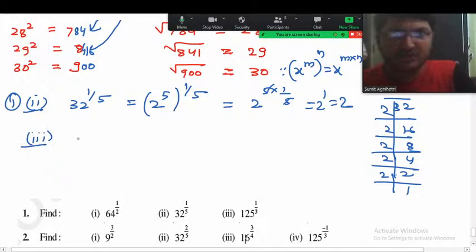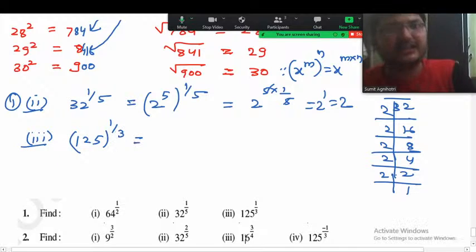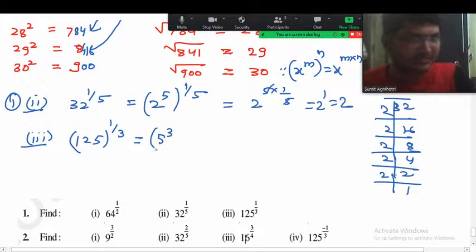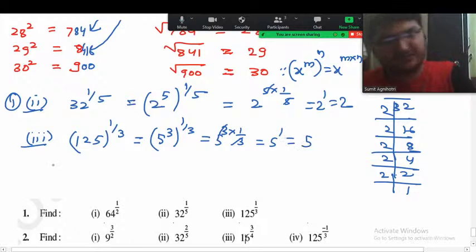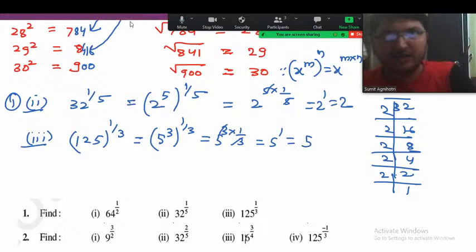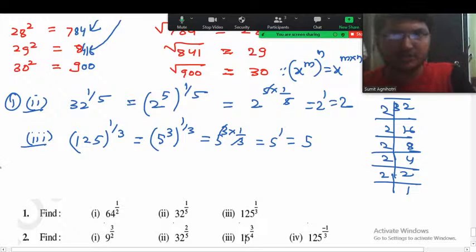The next thing is the third question. In the third question, 125 raised to the power 1 over 3 is there, and it also means cube root of 125. What can we do here? We can figure out that it is 5 raised to the power 3. I have just explained, that is why it can be written as 3 times 1 over 3, and it can be cancelled, and your answer is 5 raised to the power 1, that is 5. Yes, sir.